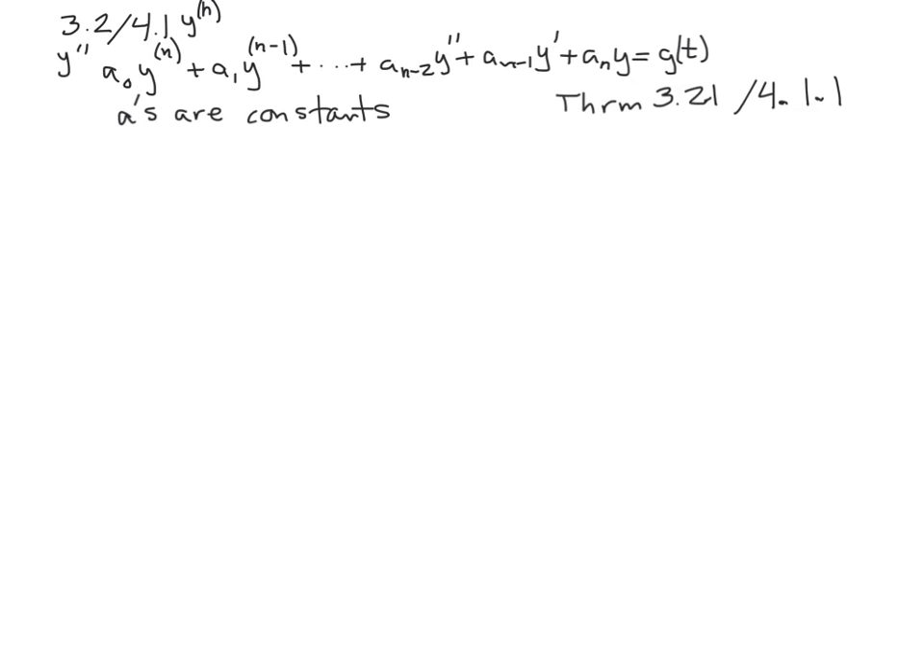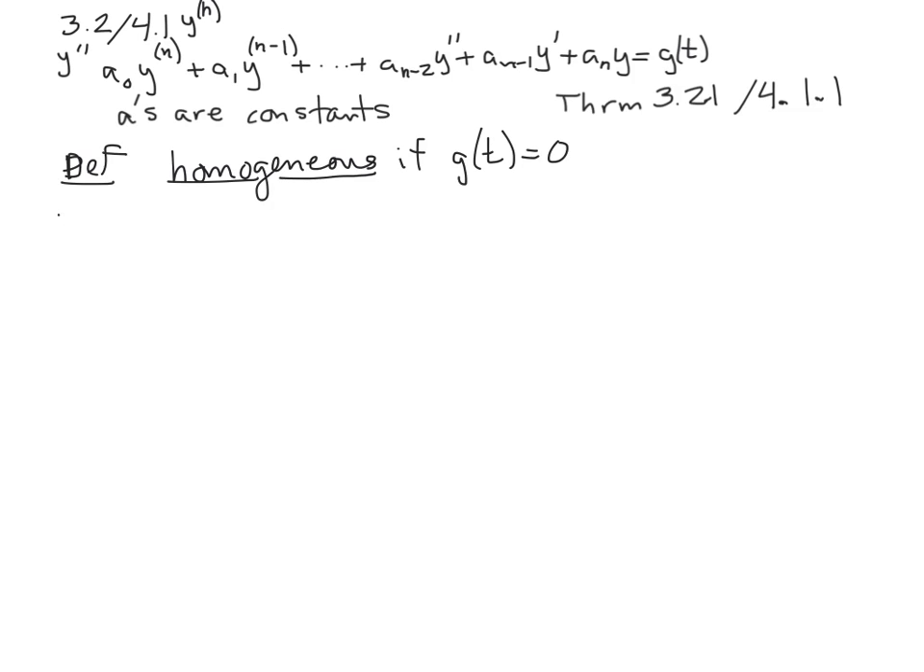All right, a couple other definitions here. We're going to say that this differential equation is homogeneous if g of t is equal to 0. If g of t is not equal to 0, then it is non-homogeneous.